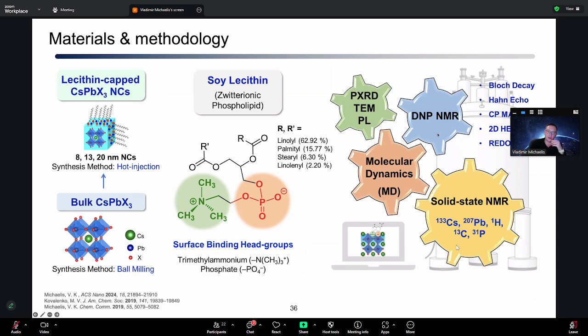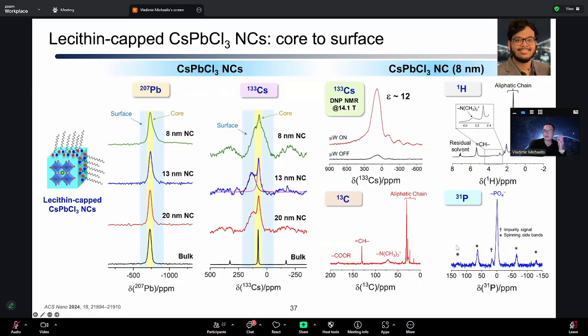So let's take a look at it a little bit more. This work is done by Deganta. He recently graduated, and he's off now at Grenoble, France. And what you can see here is he did a variety of studies looking at lead and cesium NMR and carbon and phosphorus and hydrogen. So these are just like spectator spectra. We just want to see what's happening.